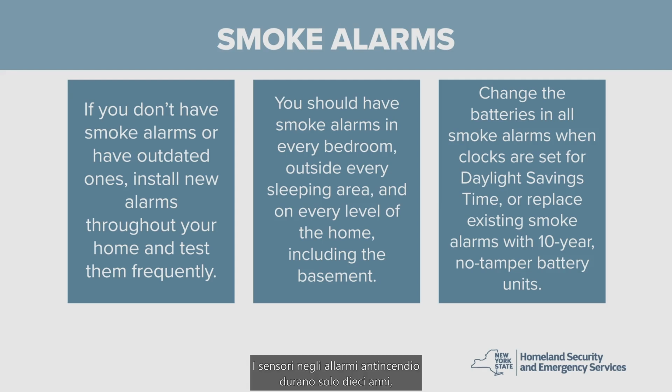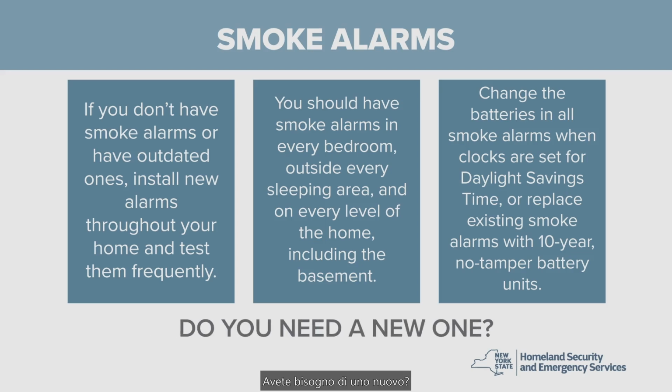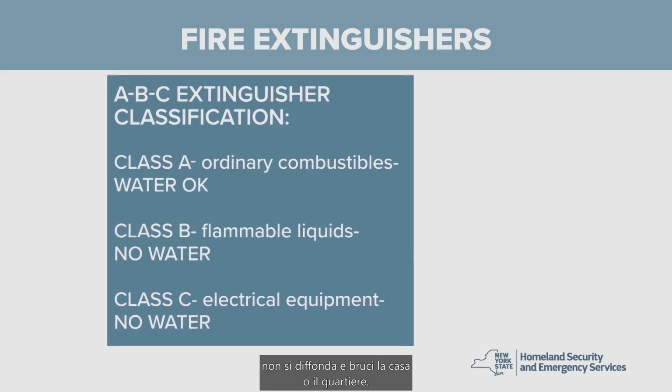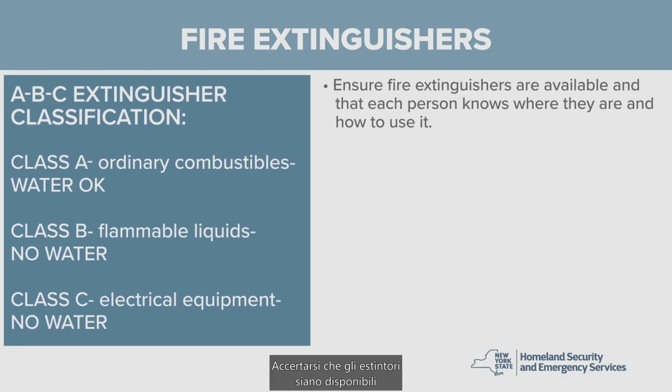The sensors in fire alarms only last for 10 years. Turn your alarm over to see when it was produced. Do you need a new one? Home fire extinguishers can ensure a small kitchen fire does not spread and burn down your home or the neighborhood. Ensure fire extinguishers are available and that each person in your home knows where they are located and how to use it.